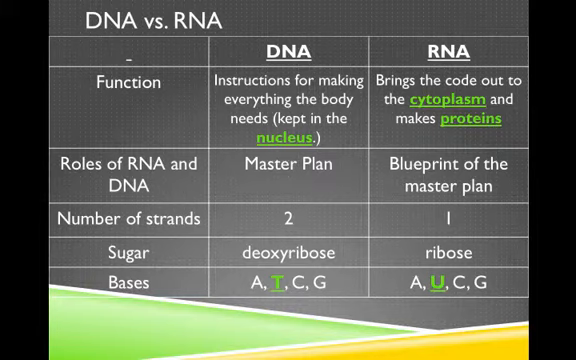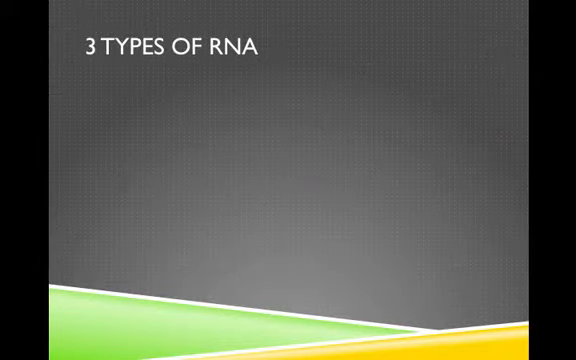My DNA has 2 strands and RNA has 1. The sugar, which I think you might have to write into your notes because it got cut off by the hole punch, is deoxyribose in DNA and ribose in RNA. And the bases are pretty much the same except I'm going to have T, thymine, in DNA and U, uracil, in RNA. There are 3 types of RNA.